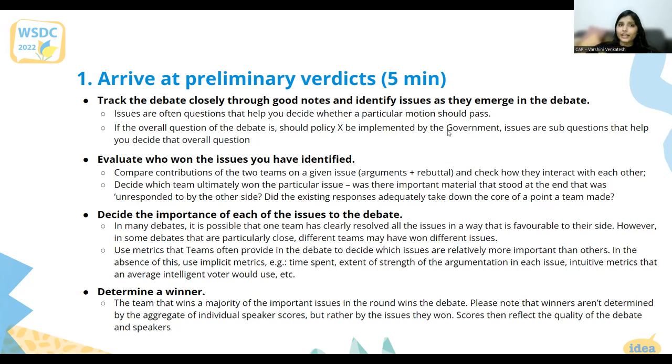Now, if there are two issues, team A has won, one issue, team B has won. Team A doesn't automatically win, right? Team A only wins if their two issues are more important put together than team B's one issue. Now, if team B's issue that they have won is much more important, then they could win the debate just winning that one issue.